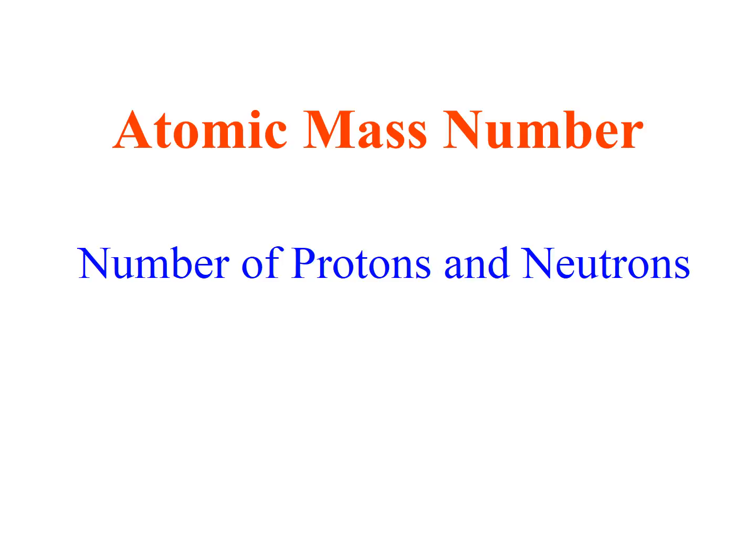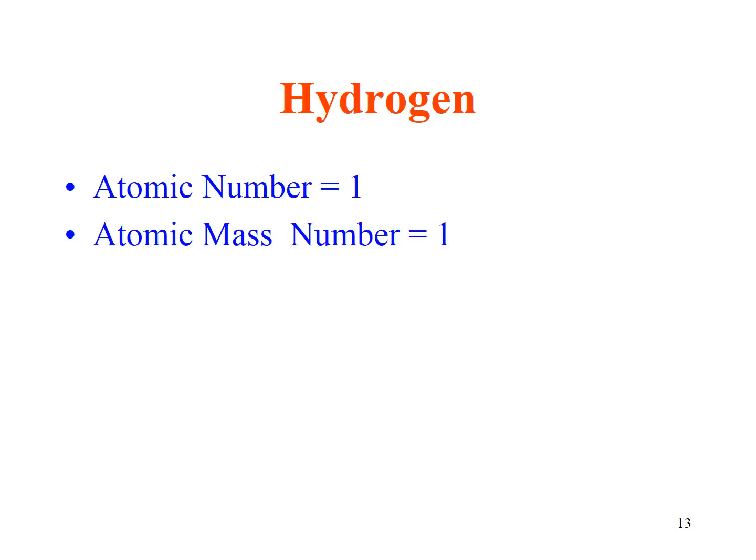The atomic mass number refers to the number of protons and neutrons in an atom. Hydrogen has an atomic number of 1. The atomic mass number for hydrogen is also 1. Can you determine the number of protons, neutrons, and electrons from this information? The atomic number tells us that hydrogen has 1 proton. We also know it has 1 electron because the number of protons and electrons are the same in an atom.